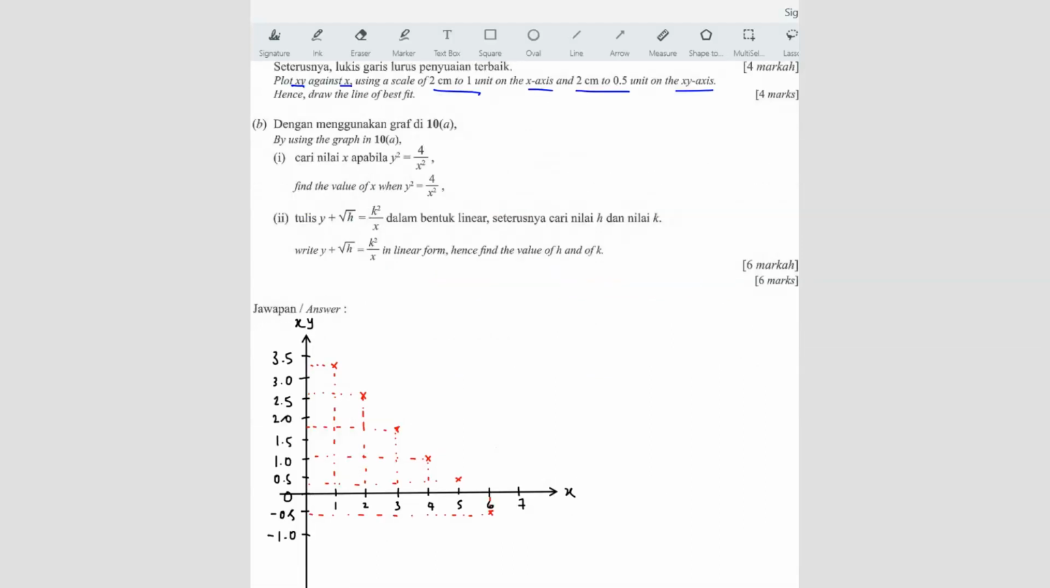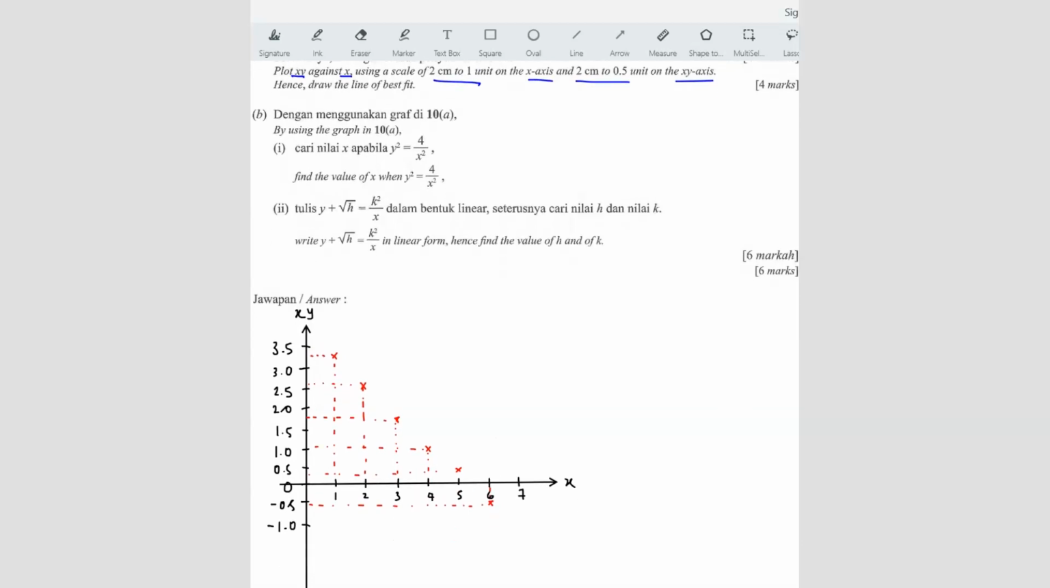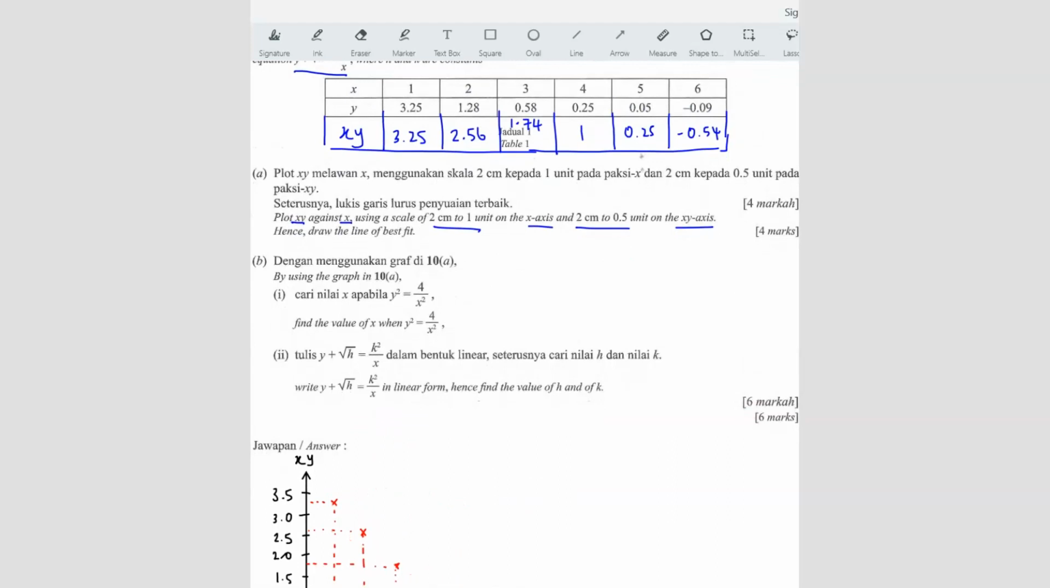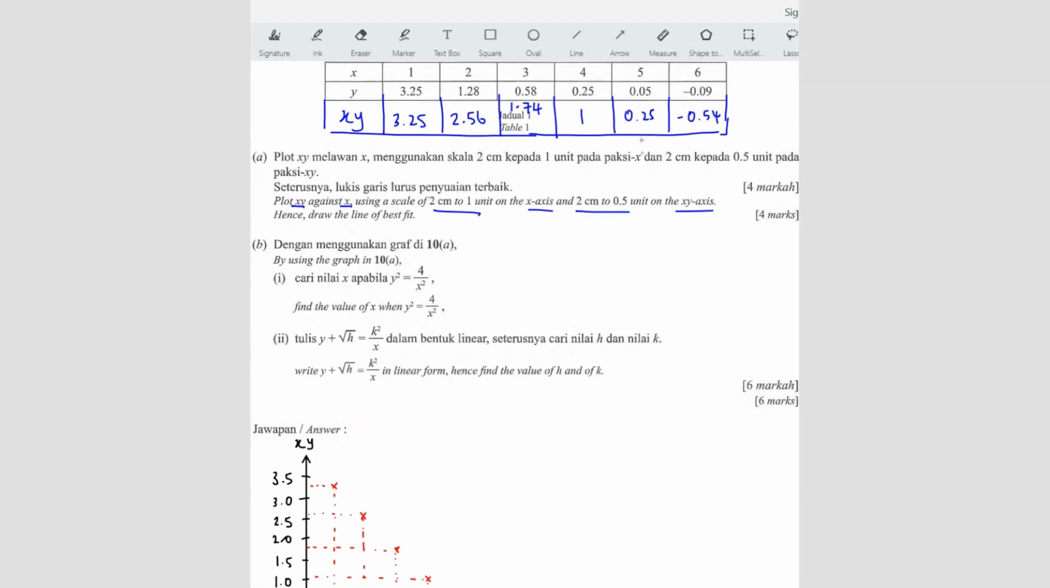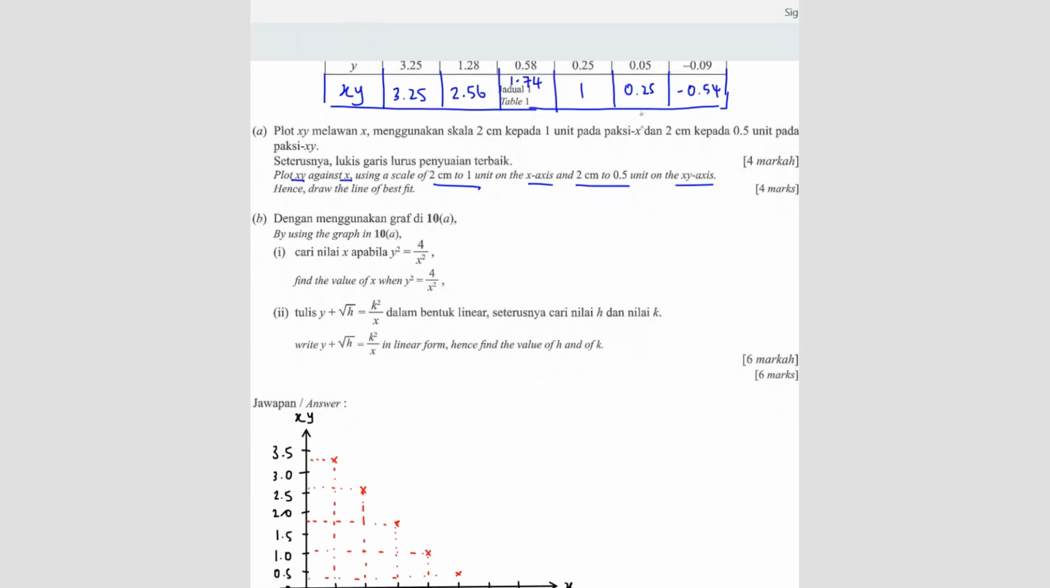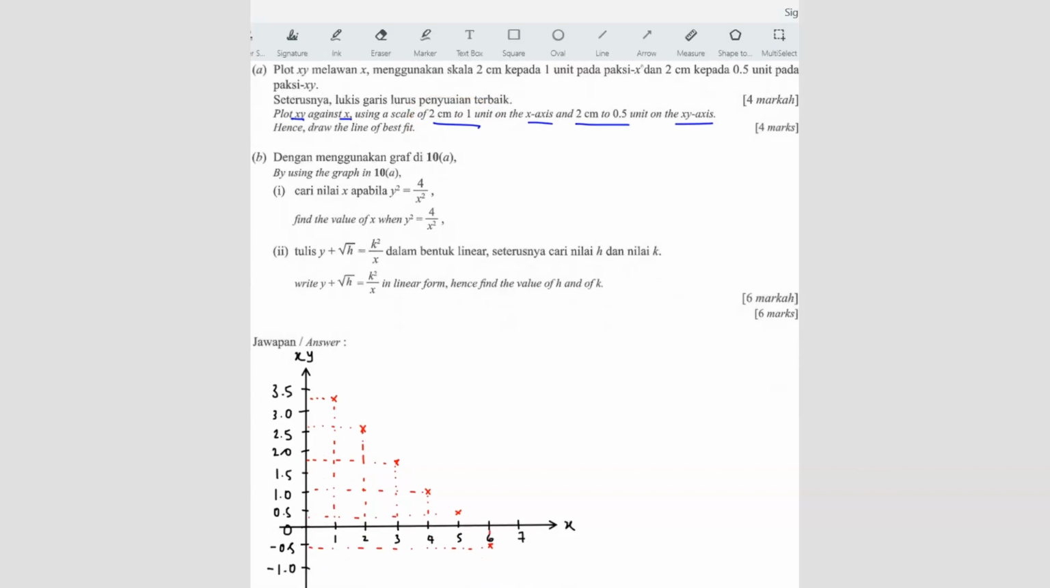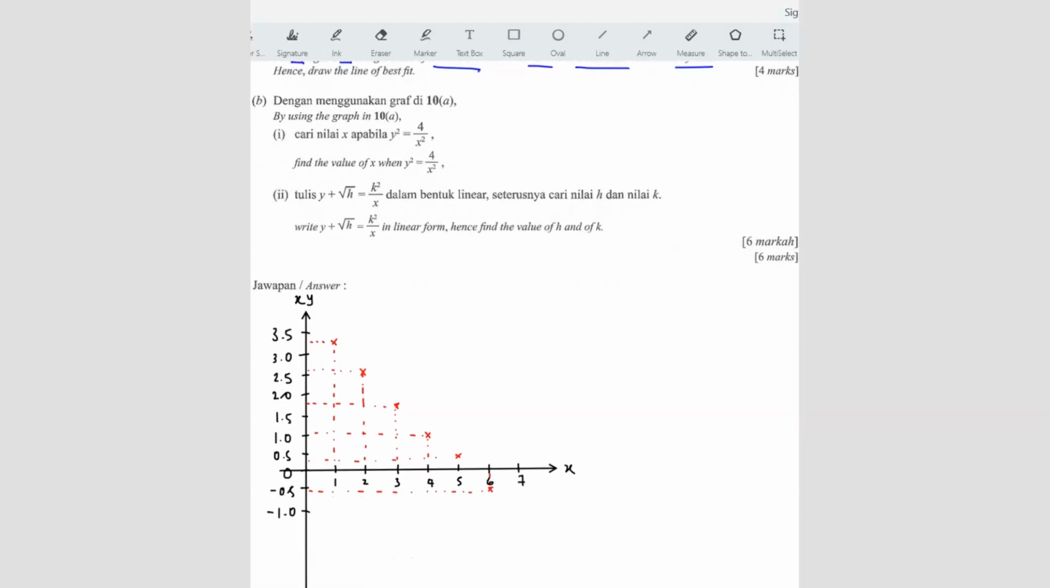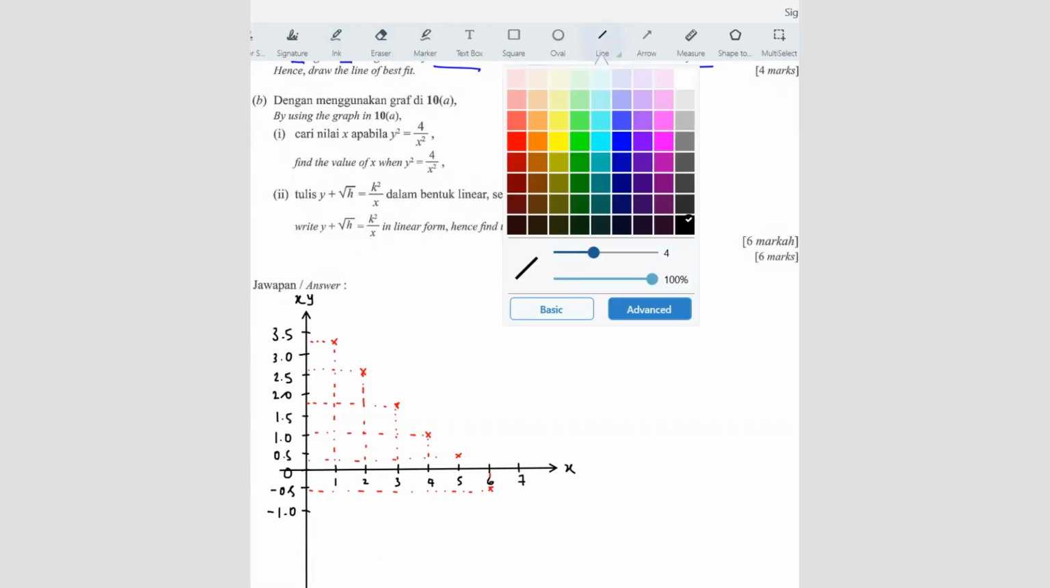This is the graph that I've plotted for you. I don't have graph paper, so I'm just roughly doing this. I've already plotted all the points from the table, xy against x. Just make sure when you plot the graph, you follow the scales given for the x and y axes. Next, we want to draw the line of best fit.